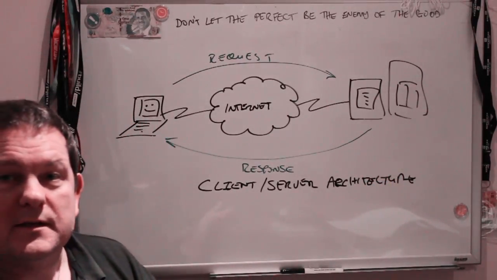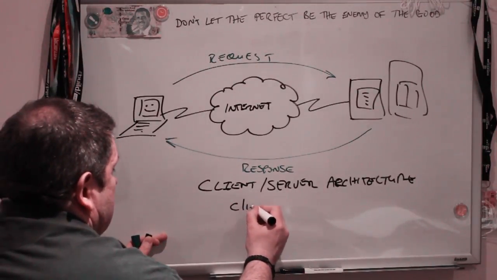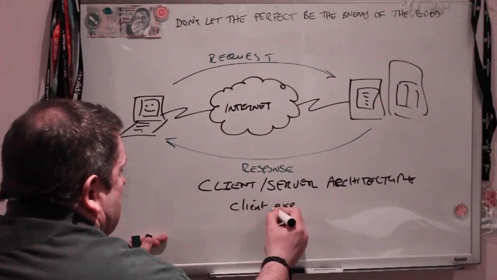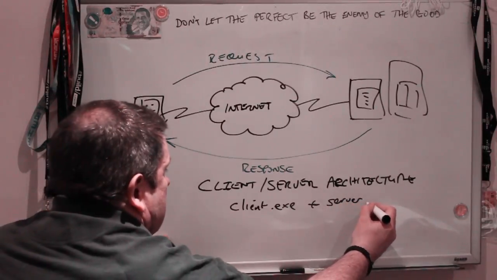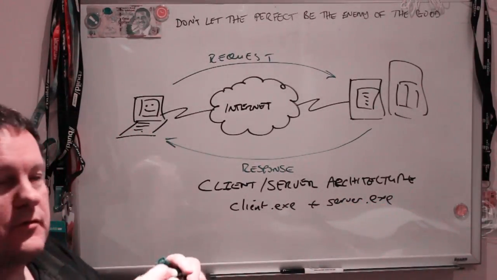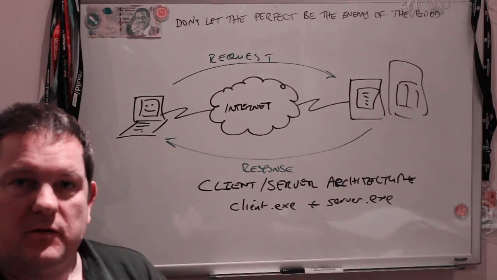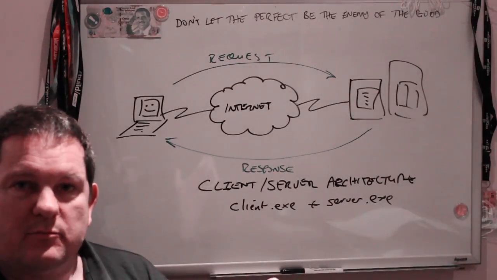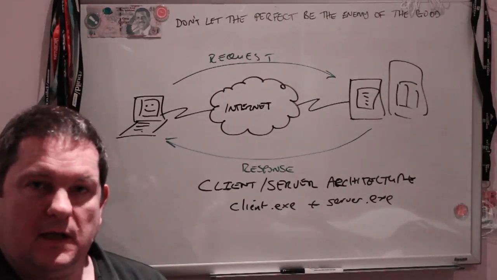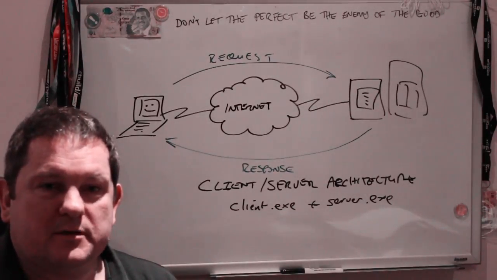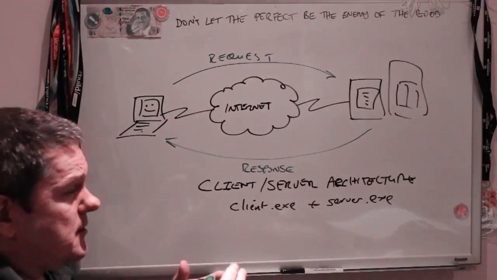And client-server architecture is the client executable, so the client.exe plus the server.exe. So when you think about a web browser connecting to a web server, that's two components of the same architecture. So if you have a client like a web browser, you connect to a web server, and that's where the sort of mix and match comes in, or the sort of connection comes in.